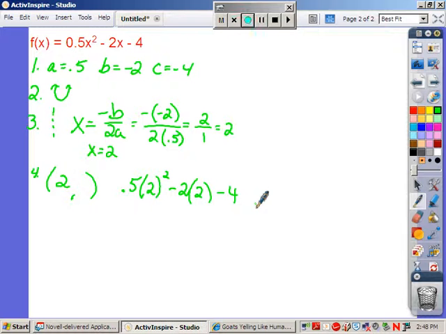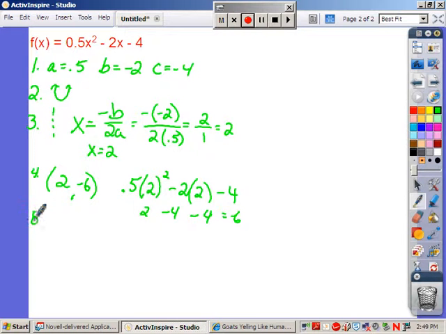So if we work this one out, again, you can use the calculator if you'd like. 2 squared is 4 times 0.5 makes this equal to 2. -2 times 2 is -4, and I have -4 on the end. So basically I've got 2 minus 4 minus 4, I get -6. So that'll be the first point that we plot, the center point or vertex.